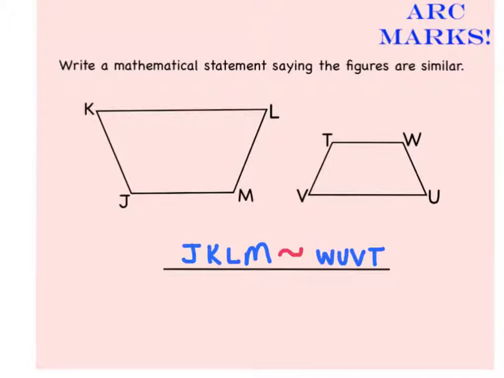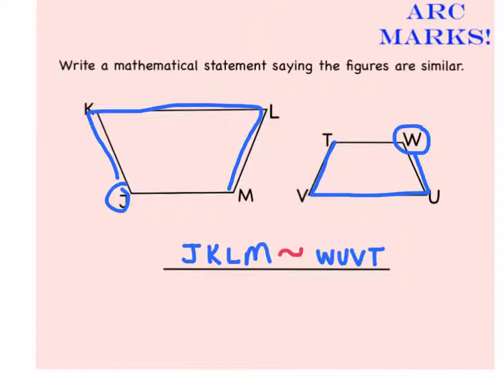All right, take a look at my similarity statement. I said that quadrilateral JKLM is similar to, and when I turned my figure, if I start in the bottom left, which I did, you do not have to, but I did, then I have to start where the bottom left would be, and if I turn my figure, that would be WUVT.